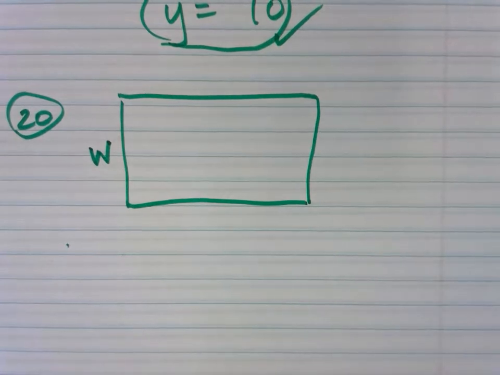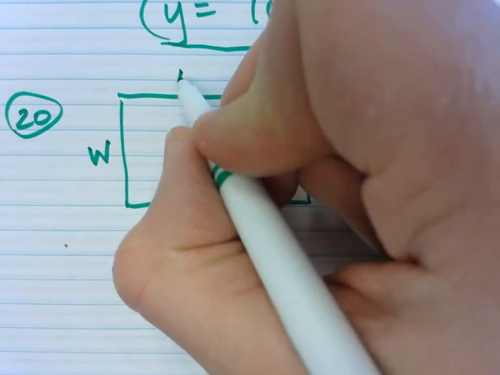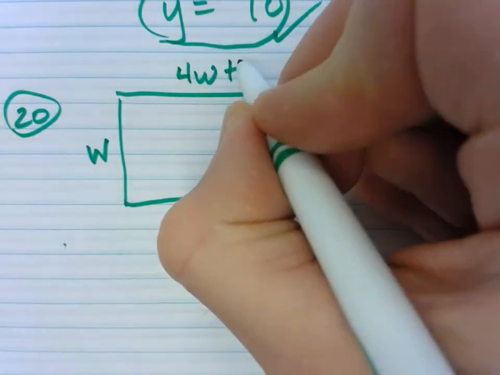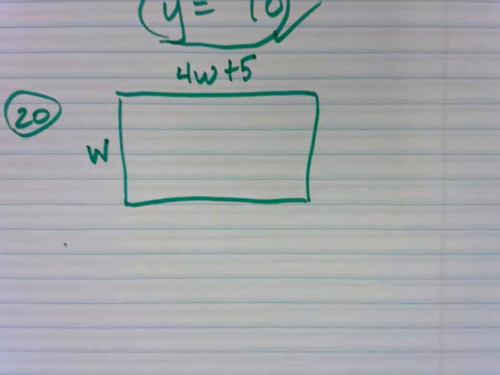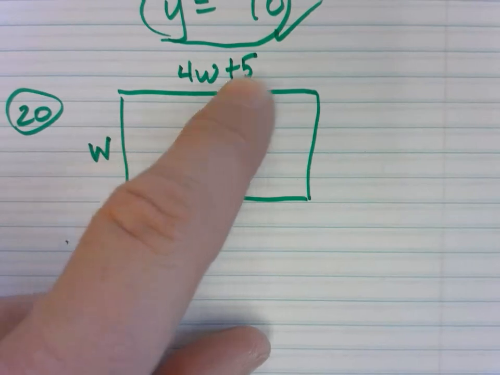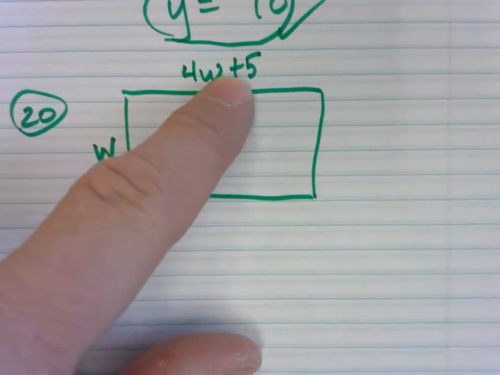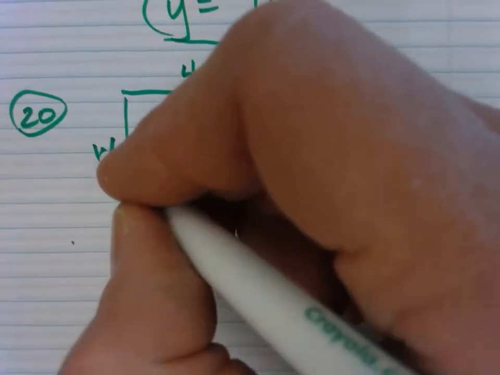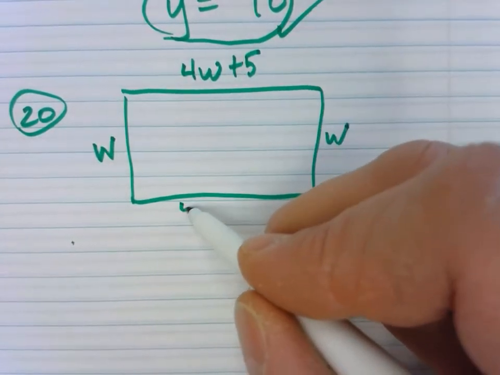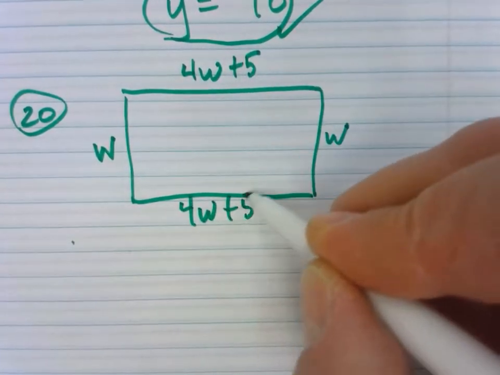Now, the length is 5 feet longer than 4 times the width. So 4 times the width would be 4W, and 5 feet longer than that would be plus 5. So I know the width is W, and the length is 4 times that, and 5 feet longer. So 4W plus 5. I've got W over here, and 4W plus 5 there.